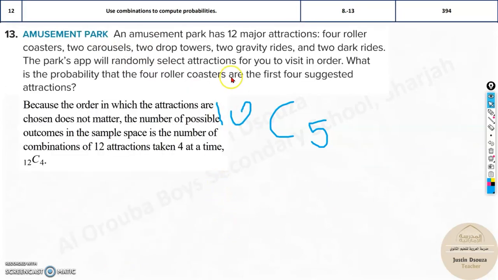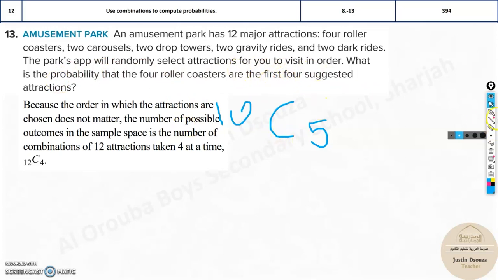And last problem, same thing, 12. Okay, there is no 4 directly given. Let's see how to solve it. An amusement park has 12 major attractions. 4 roller coasters, 2 carousels, 2 drop towers, 2 gravity rides, and 2 dark rides. The park app will randomly select attractions for you to visit and order. What is the probability that 4 roller coasters are the first 4 suggested attractions?